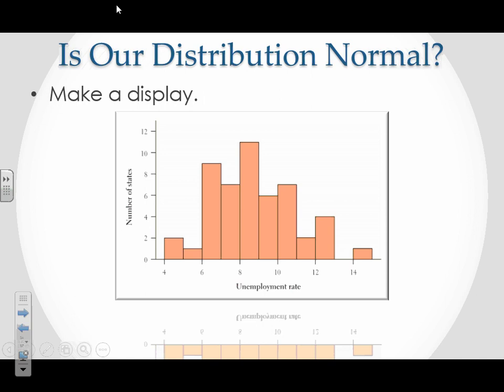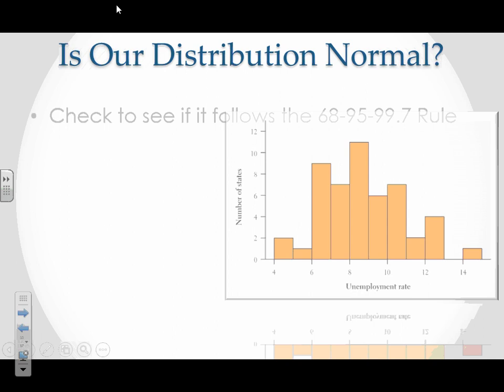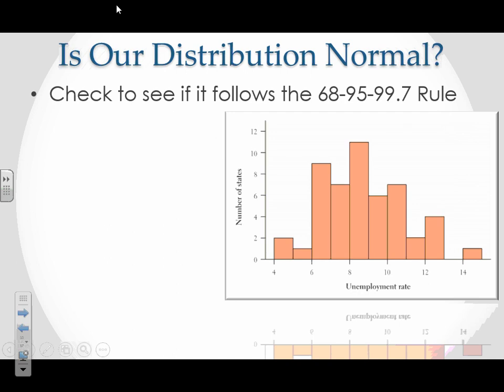Okay? The second option is to check and see if our distribution follows the 68, 95, and 99.7 rule. So that means we need to calculate our mean and our standard deviation. So in your calculators, if you were calculating mean and standard deviation, what's our process? I already have my list entered, so all I would need to do is the 1-Var Stats. So go into Stat, over to Calc, get your 1-Var Stats.